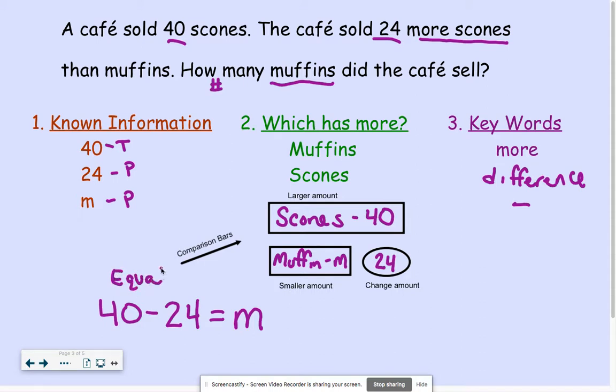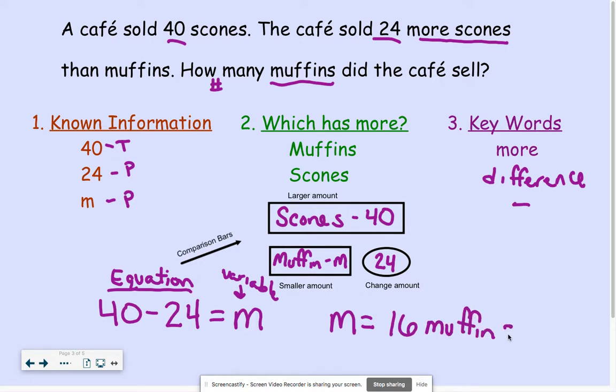Every single word problem should have an equation, and equations in 4th grade always have a variable. And then we solve for the variable. M equals 16 muffins. Let's take a look at another example.